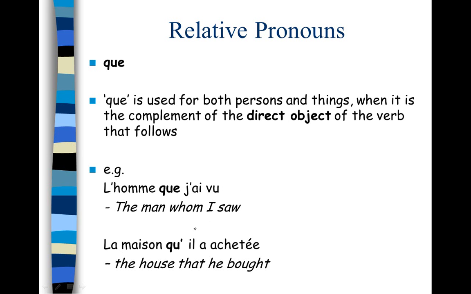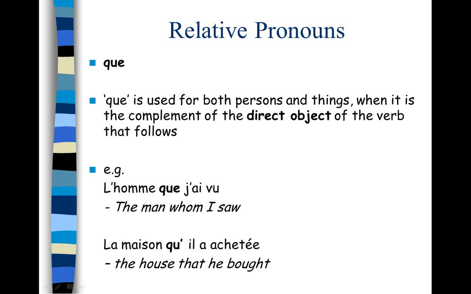Que is also used for both persons and things when it's the direct object of the verb that follows. What does that mean? Let's have a look at an example. L'homme que j'ai vu.